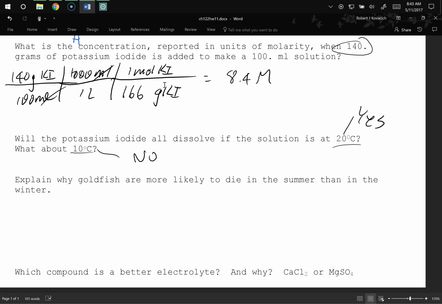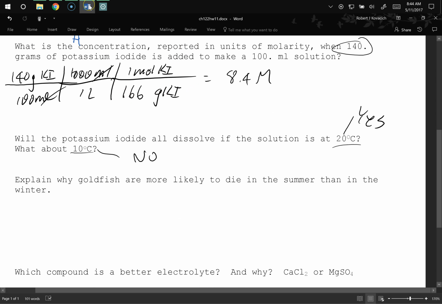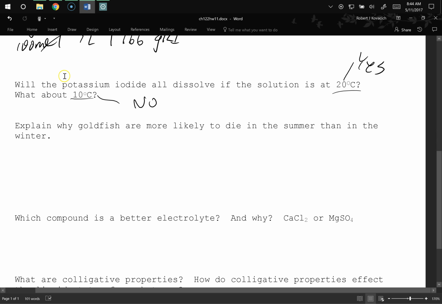There's nothing inherently wrong with Wikipedia, but all right. What was the point of this question? For you to understand that sometimes you can change the temperature and change the solubility to increase the solubility. So in this case, with the graph that we had, at 10 you can get 135 in, and at 20 you could get 144 in. So it would be, for our purposes, a no for the 10 and a yes for the 20. All right, how about our poor goldfish?